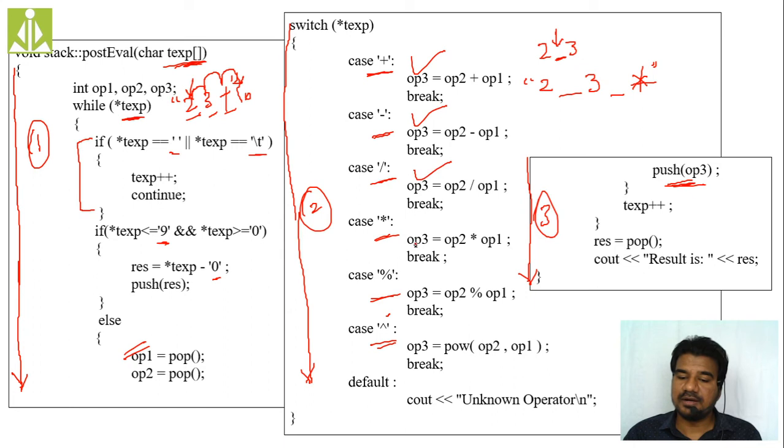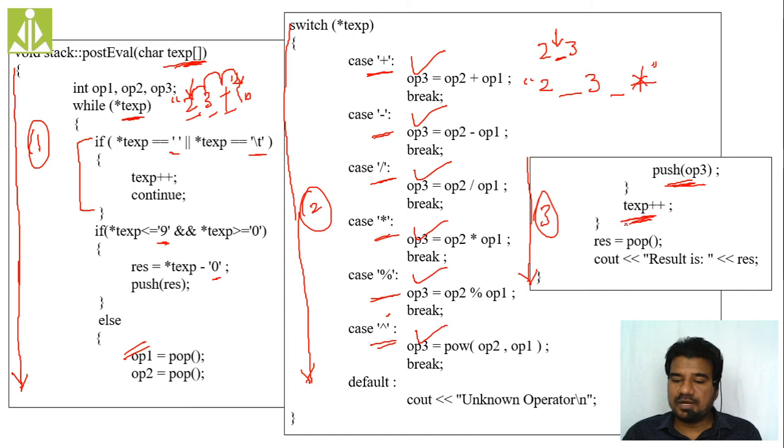You can check here, operand 3. In every operation we are storing the result in op3. That op3 we are pushing back to the stack. So after doing this, we are moving ahead in the expression. How are we moving? Simply by saying texp plus plus. We are moving one character ahead.